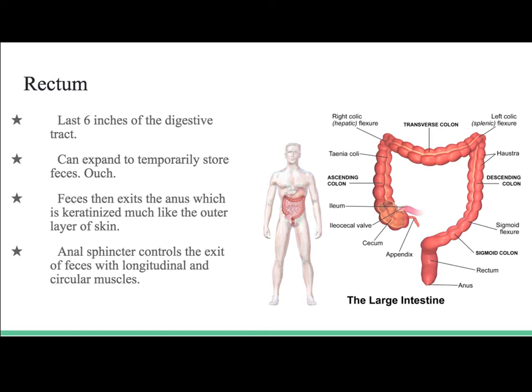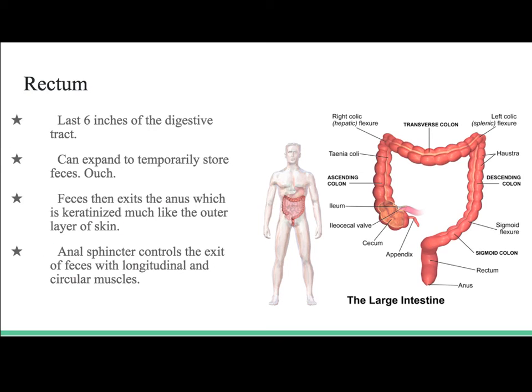All right, once food leaves the colon, we enter the rectum. It's approximately 6 inches long. It can expand to temporarily store feces. It has the ability to back up if you're holding on to something. And then the feces exits the anus, which is keratinized. Keratinized is a word we use much like in the layer of skin, which just means that it's very tough and waterproof, just to make sure that you can hold in all that stuff if you need to.